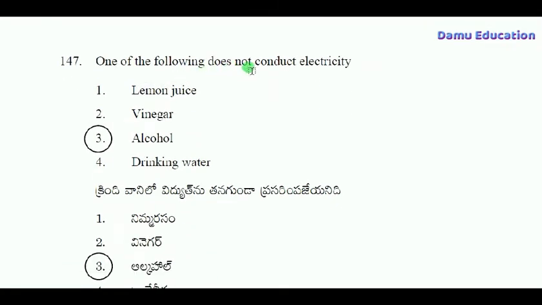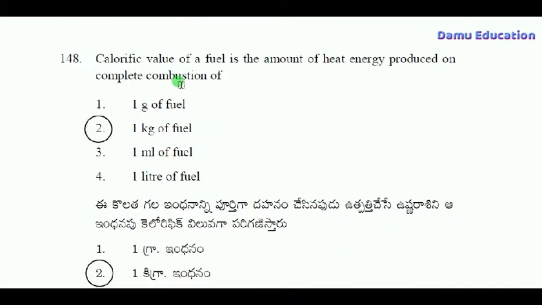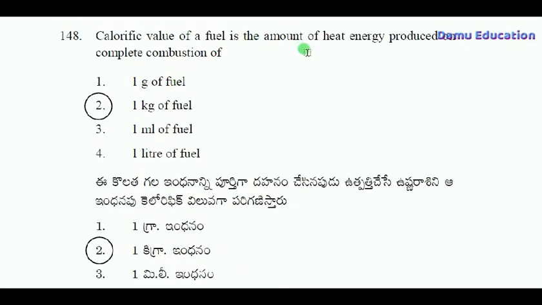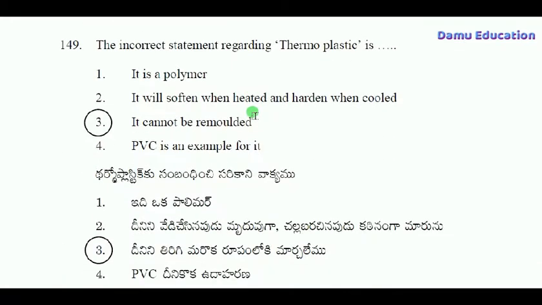One of the following does not conduct electricity: alcohol. Calorific value of a fuel is the amount of heat energy produced on complete combustion of 1 kg of fuel. The incorrect statement regarding thermoplastic is it cannot be remolded.